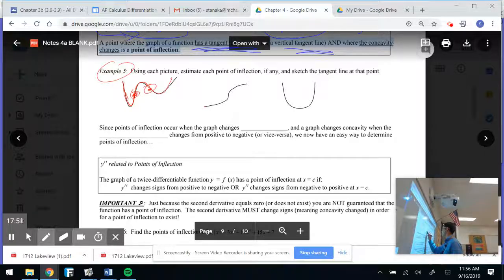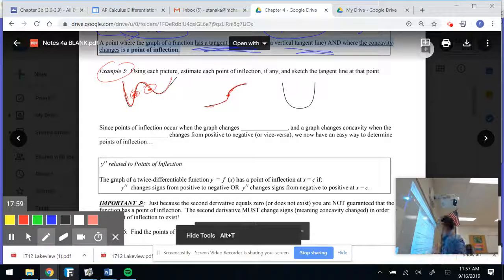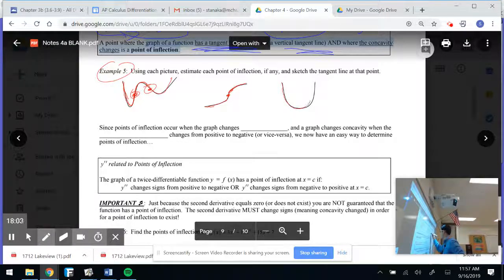Okay, what about this? That's concave up, concave up, concave up. Oh snap. Looks like right there it changes, and now I'm going down, going from cupping up to cupping down. And then this guy right here, let's go. Concave up, concave up, concave up.